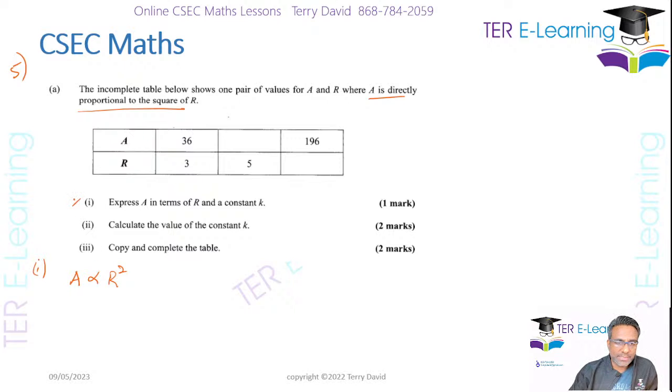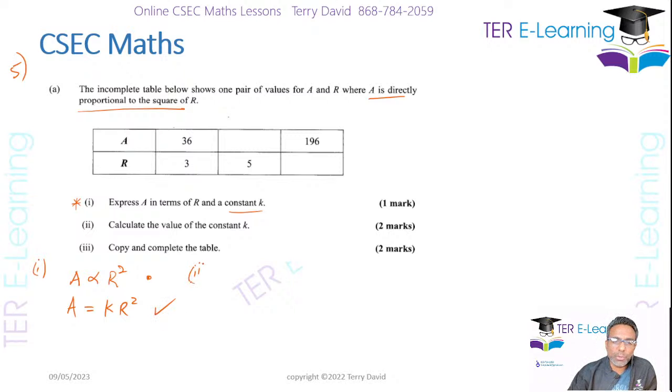But some students may write that alone. If you notice, they want you to write it in terms of a constant K. So anytime you want to remove a proportional sign, you have to include a constant. Therefore, A is equal to K times R squared. That's the answer that they want. Don't just put the proportional sign; you need to put this in order to get the mark. So that's part 1.